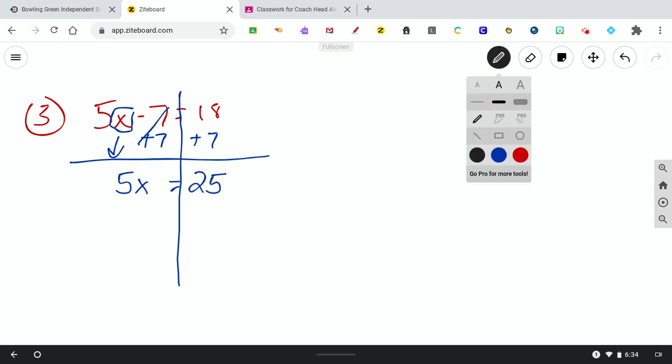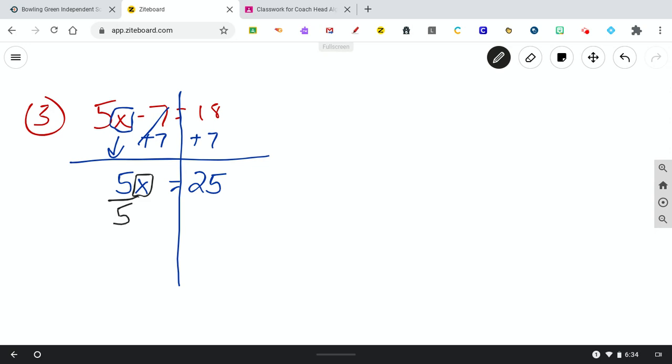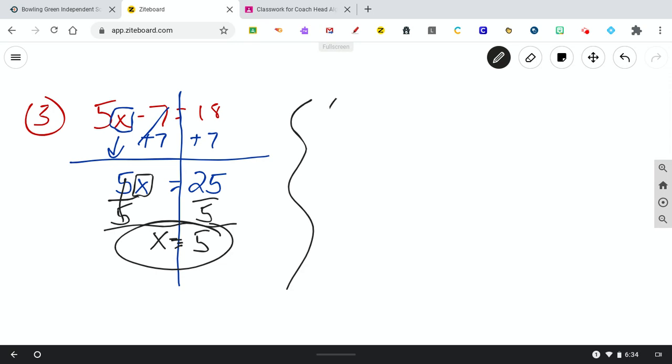Okay. Now, again, trying to get this x by itself. So I'm going to divide by 5. Remember, got to do that on both sides. x equals 5. Excuse me, I said 20. Sorry about that. x equals 5. 25 divided by 5 is 5. Okay. Example 4.